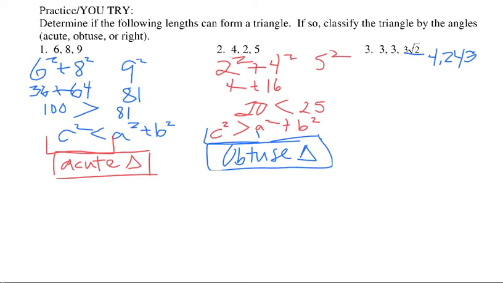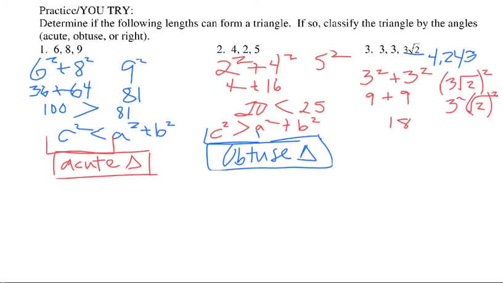When I square my 3 square root of 2, this is what I will get. First off, I have to square both pieces, and when I take the square root of 2 and square it, those cancel, so I end up with just a 2. And when I get 9 times 2, I end up with my 18. So I also have 18 for the other side, so these are equal, so that means this is going to be a right triangle.